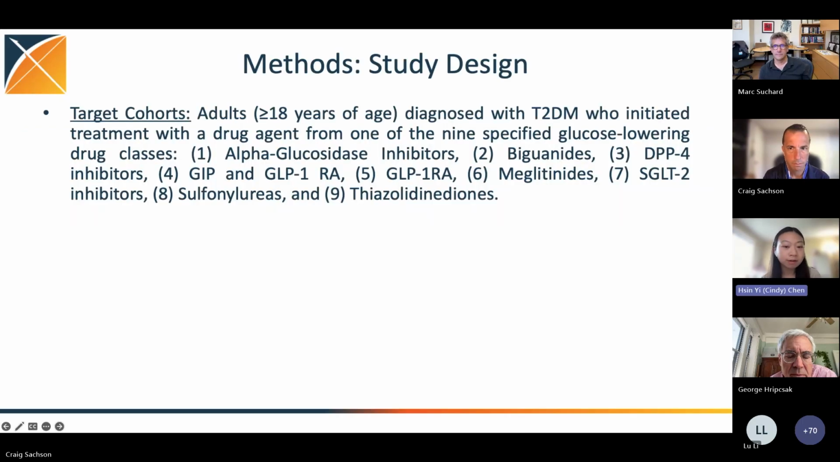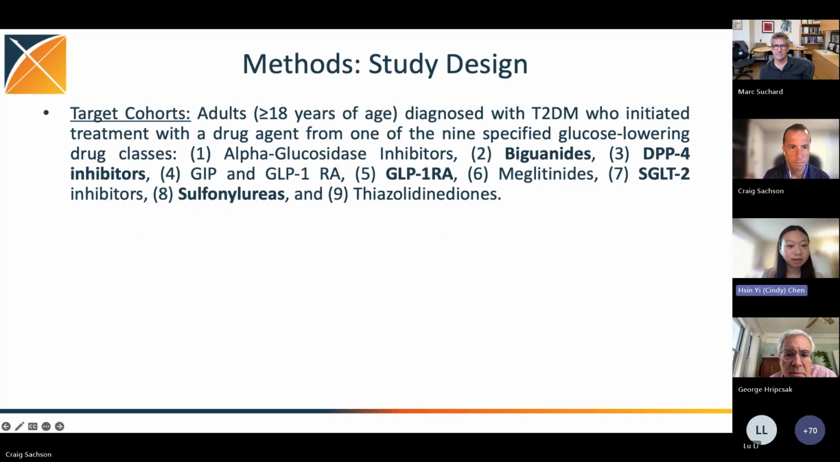Our study design followed that of the Legend type 2 diabetes study. We looked at adults diagnosed with type 2 diabetes who initiated treatment with one of the anti-hyperglycemic drugs. There are 9 different drug classes, but these are the 5 drug classes that we actually had sufficient people in to do the analysis on. So those are the 5 that actually ended up making it into the analysis.